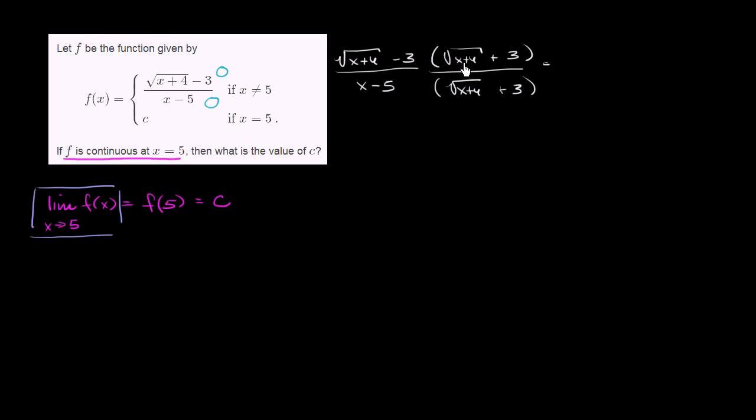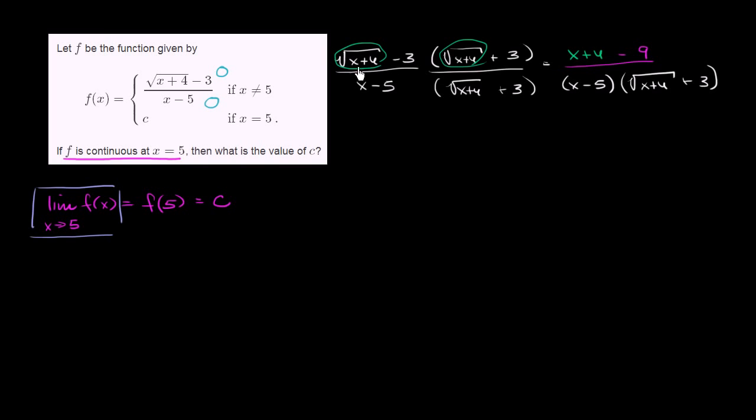Something minus something times something plus something. So the first term is going to be the first something squared. So the square root of x plus 4 squared is x plus 4. And the second term is going to be the second something, or you're going to subtract the second something squared. So you're going to have minus 3 squared, so minus 9. And then in the denominator, you're of course going to have x minus 5 times the square root of x plus 4 plus 3.